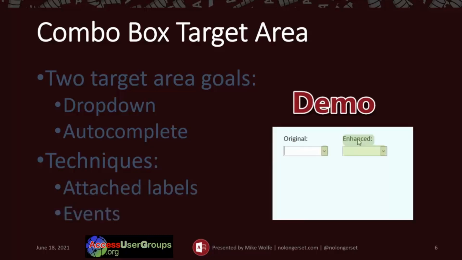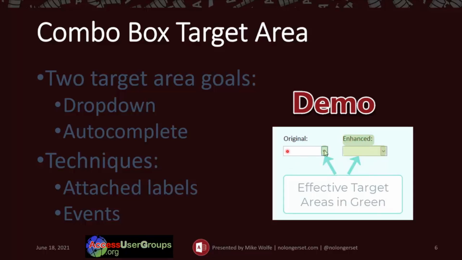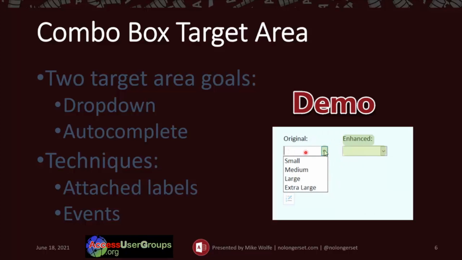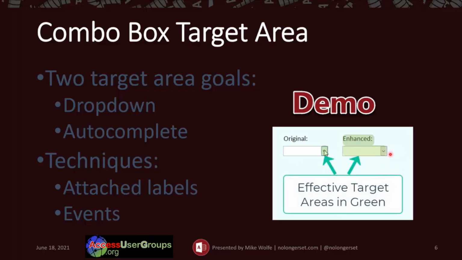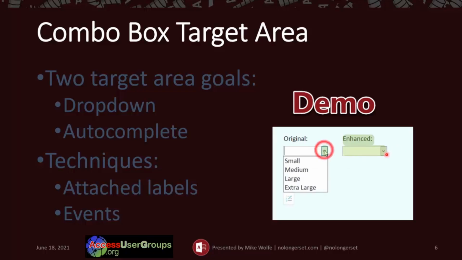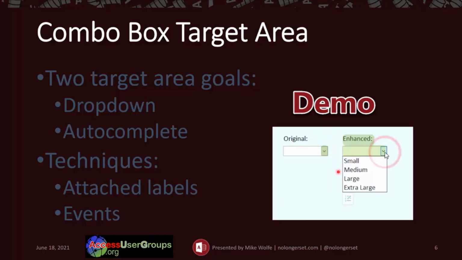So here's a quick demo that is, I think, going to make it a little bit easier to see what I'm talking about here. On the left side, we have the default behavior. When you want to get the combo box to drop down, you have to hit this little target here. With this enhanced version, you can click on the label, you can click anywhere inside of the combo box, and it'll force the drop down. By increasing the target area, it just makes it faster and easier for your users to get to that functionality. They don't have to hit this relatively small target.